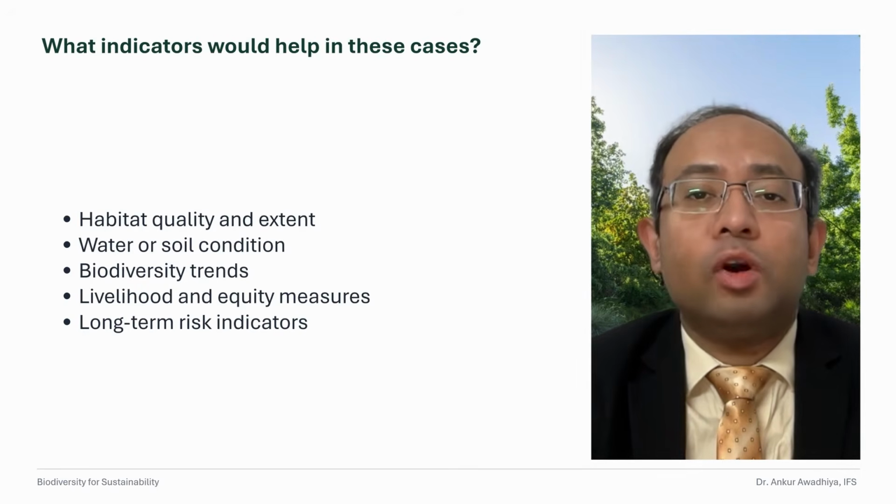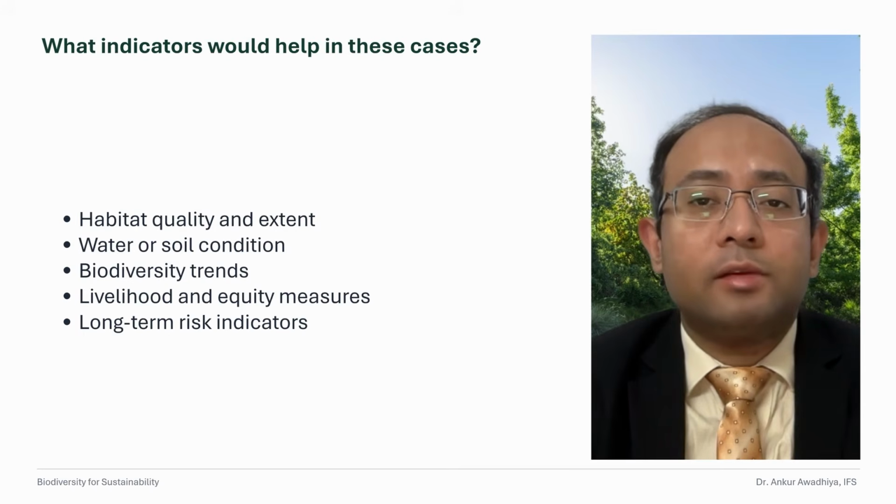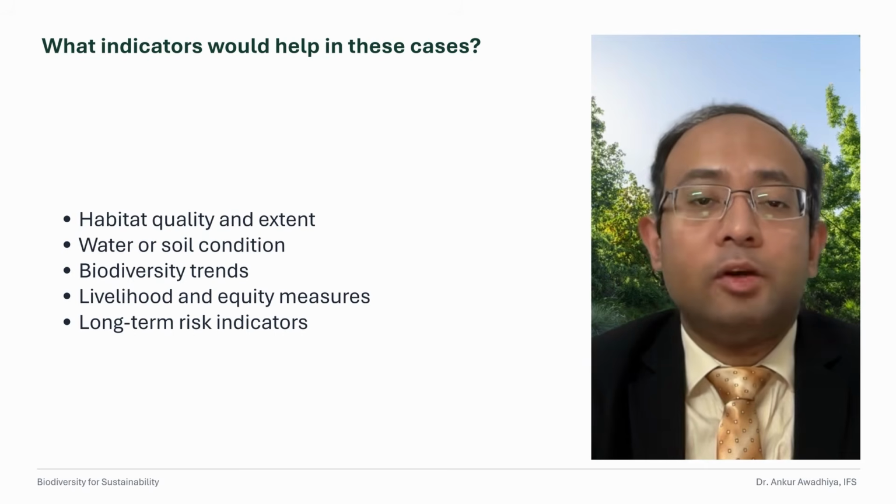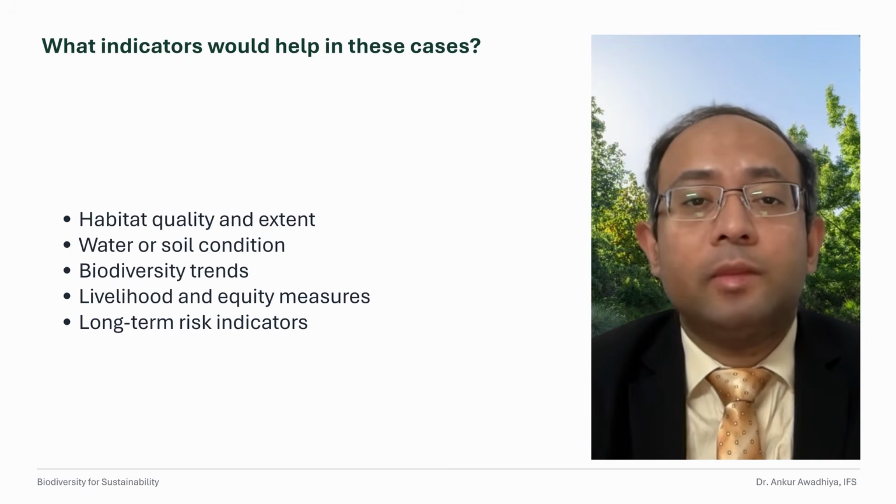Connecting back to what we explored on indicators earlier this week, we can ask what measurements would actually help us track outcomes in these cases. Habitat quality and extent matter across all of them. Water or soil condition is relevant dependent on the case. Biodiversity trends over time are also essential.